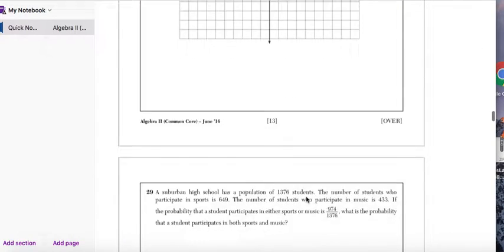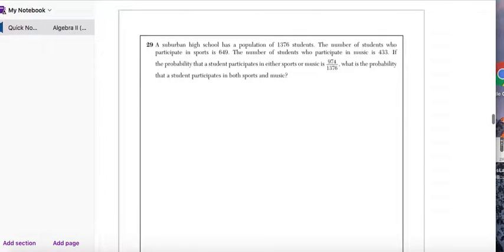All right, next question, 29. A suburban high school has a population of 1,376 students. The number of students who participate in sports is 649. The number of students who participate in music is 433. If the probability that a student participates in either sports or music is 974 over 1,376, what's the probability that a student participates in both sports and music?